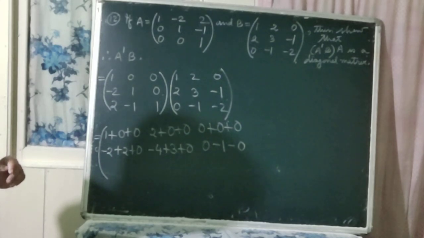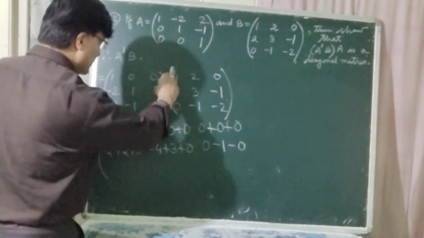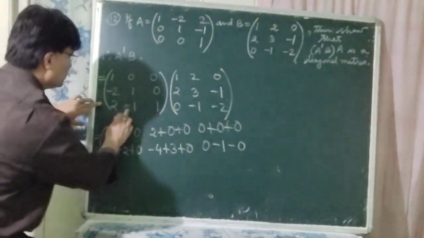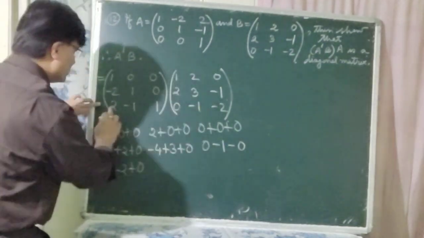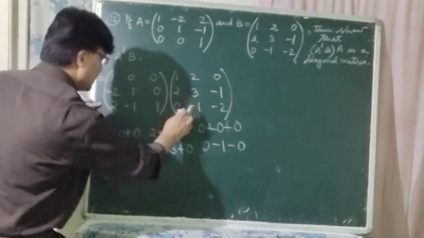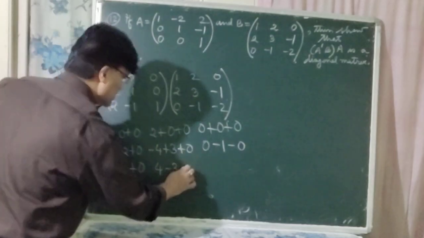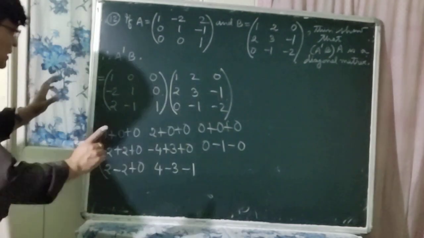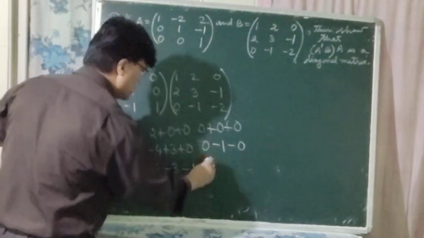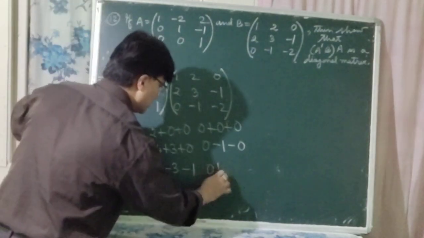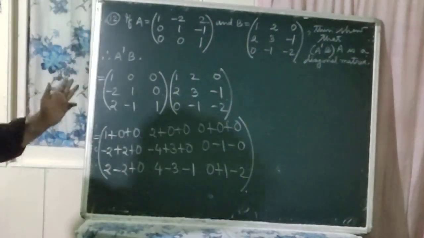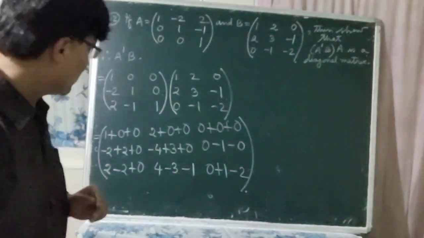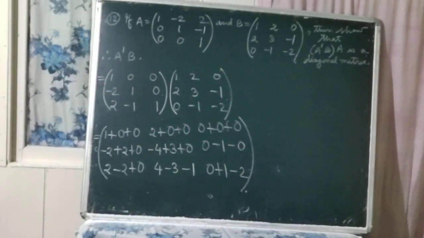Okay. Next, you will write third row by first column. 2 into 1, 2, minus 2, plus 1 0 is 0. Next, third row by second column: 2 2s are 4, minus 3, minus 3, this is minus 1. Next, third row by third column: 2 0s are 0, minus 1 into minus 1, plus 1, 1 into minus 2, minus 2. So this is the multiplication of these two matrices. Now we have to simplify it. Let us simplify each and every element in this matrix.